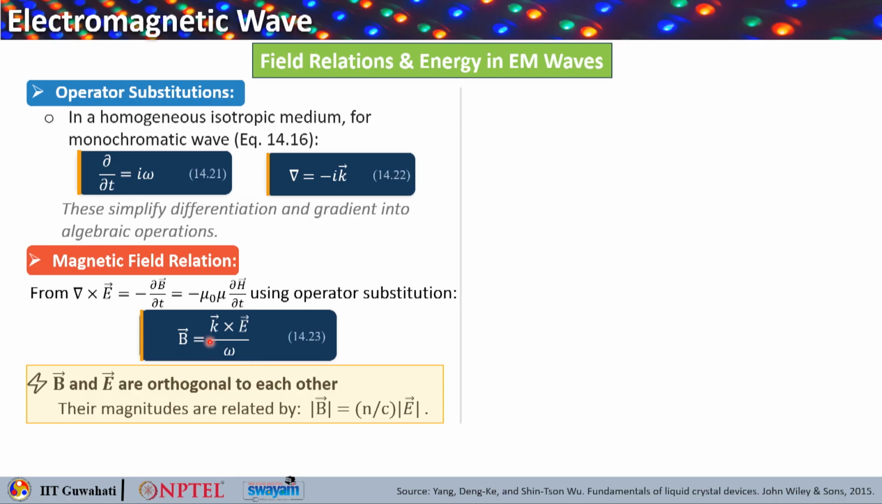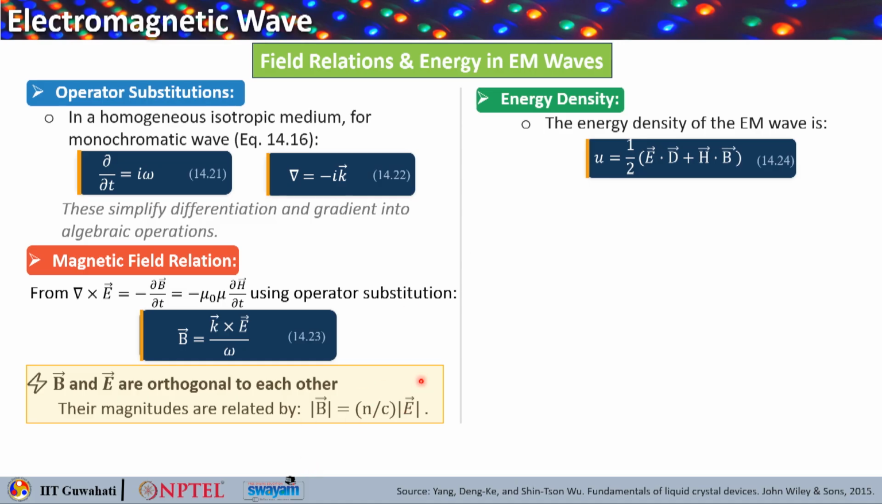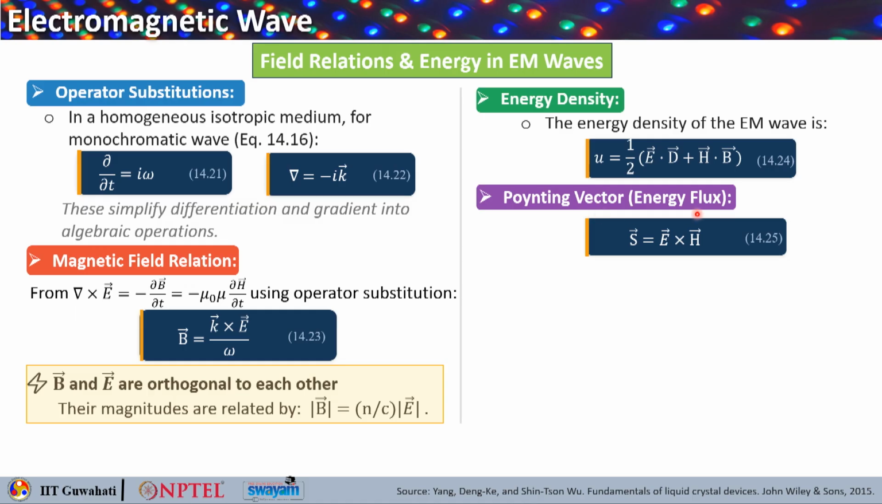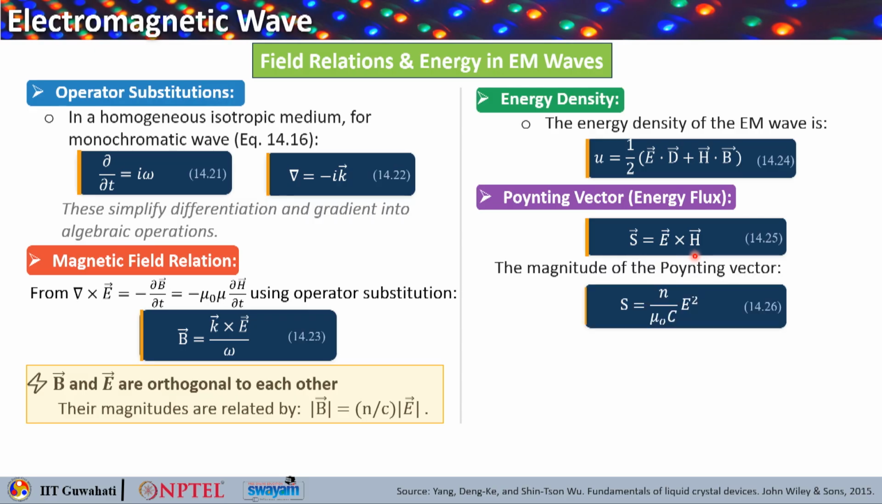What do you see here? B and E are orthogonal to each other and their magnitudes are related. The magnitude of the magnetic induction is basically n by c times the magnitude of the electric field vector. This will be very useful in the case of Fresnel reflection and other cases, so try to remember this. Next, we look into the energy density. The energy density of the EM wave can be given as U equals half E dot D plus H dot B. You can also find the energy flux, which goes in the direction of the Poynting vector, given by capital S, which is E cross H. The magnitude of this Poynting vector can be calculated as n divided by mu naught c times E square.